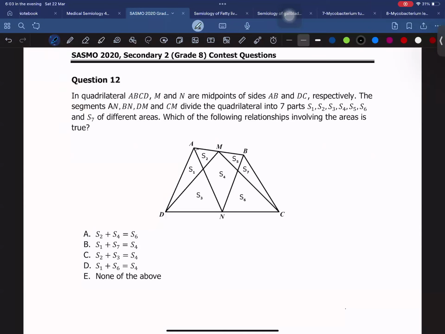In quadrilateral ABCD, M and N are midpoints of sides AB and DC, respectively. The segments AN, BN, DM, and CM divide the quadrilateral into 7 parts: S1, S2, S3, S4, S5, S6, and S7 of different areas. Which of the following relationships involving the areas is true?